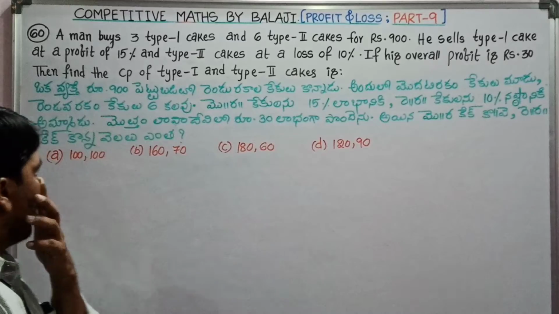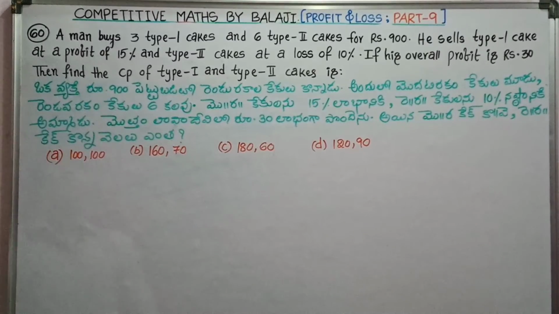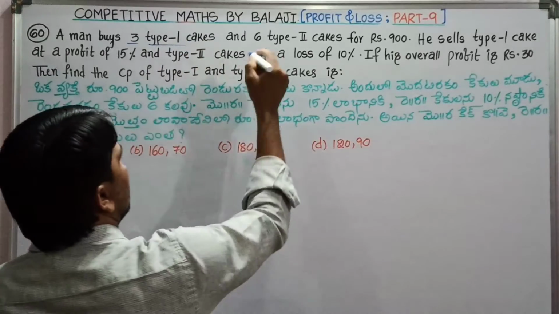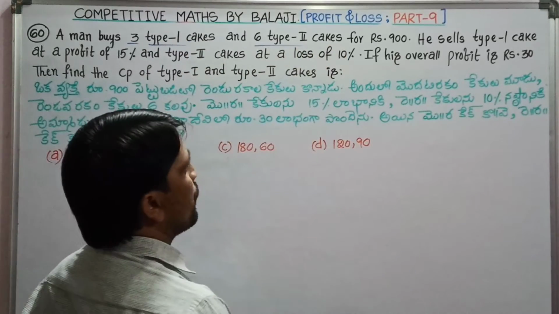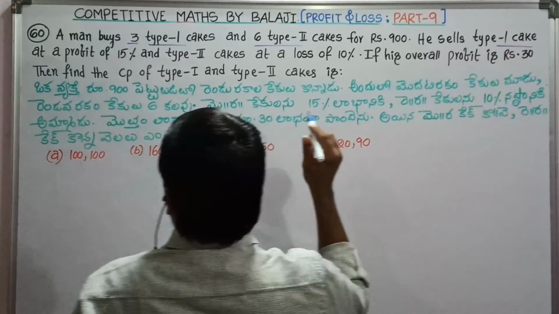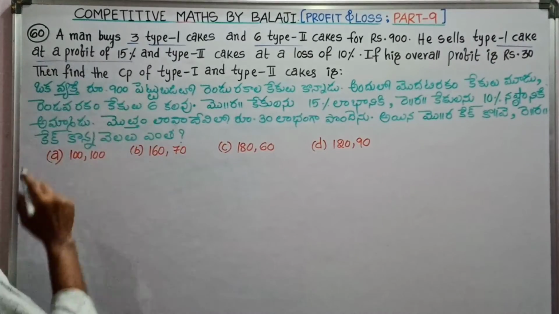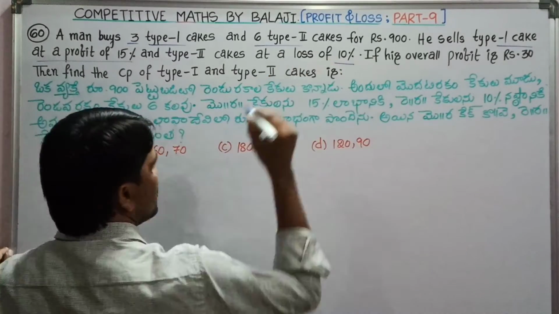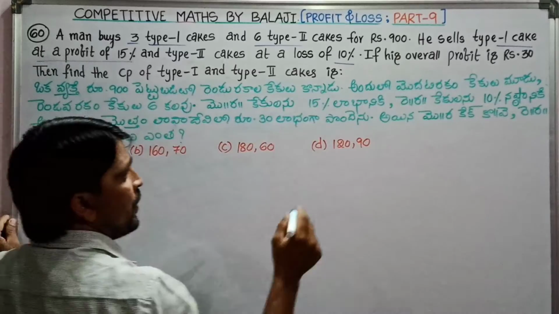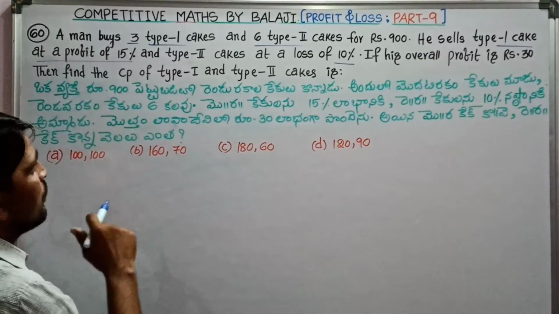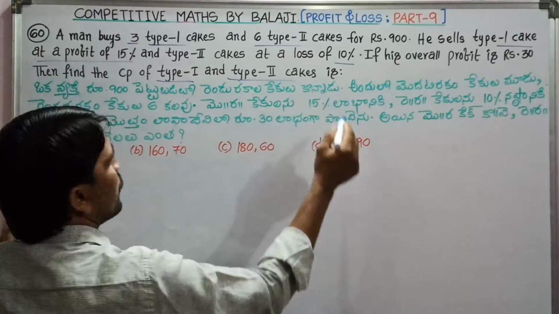Next question, an important one, 60th. A man buys 3 type 1 cakes and 6 type 2 cakes for rupees 900. He sells type 1 cakes at a profit of 15% and type 2 cakes at a loss of 10%. If his overall profit is rupees 30, then find the CP of type 1 and type 2 cakes.